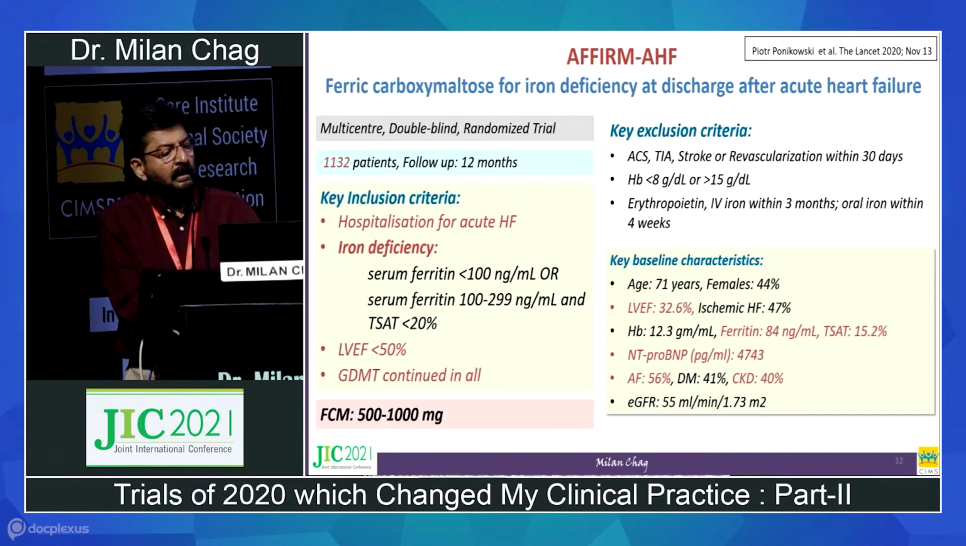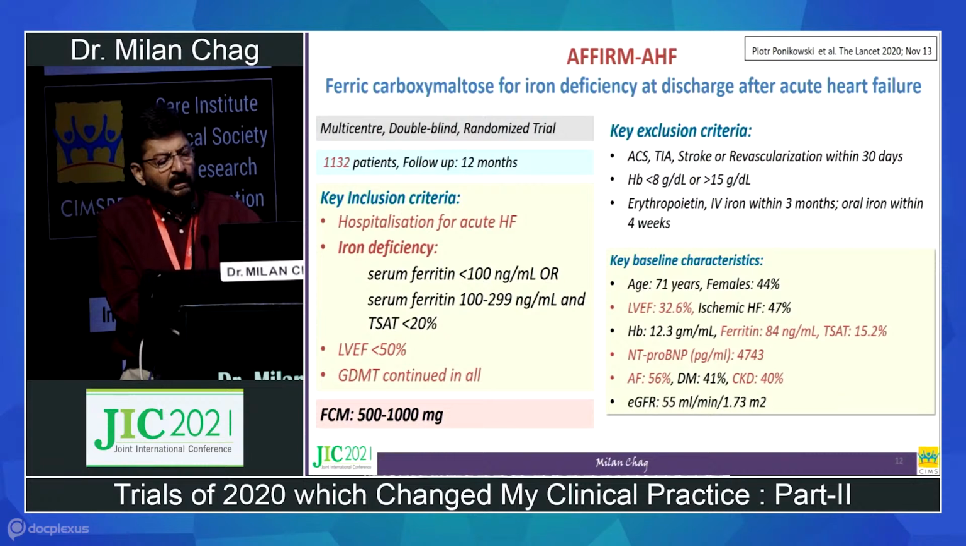So that was a trial, 1100 patients, follow-up 1 year. Patients were already admitted for acute decompensated heart failure. Iron deficiency was defined by serum ferritin less than 100. If ferritin was 100 to 300, then you have to check transferrin saturation, which should be less than 20%. EF was low. Guideline-directed medical therapy was continued in all. Ferric carboxymaltose dose was 500 to 1000 milligram.